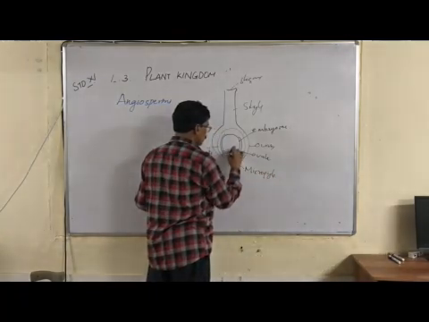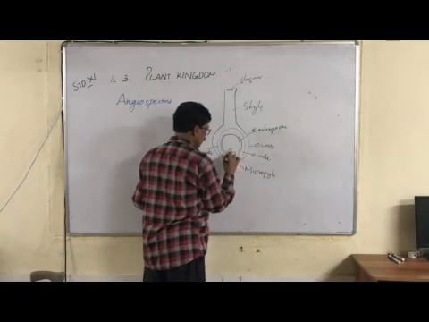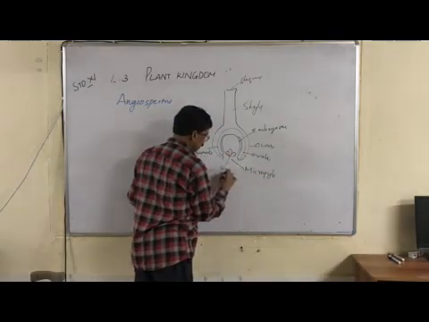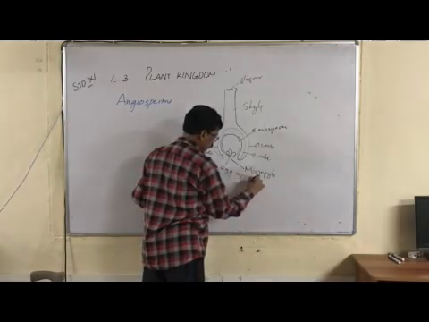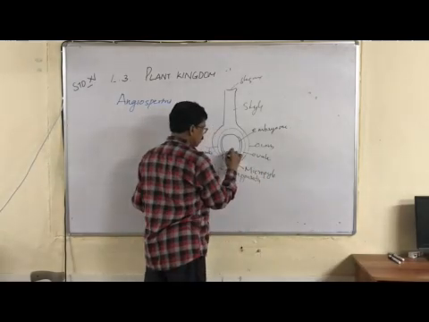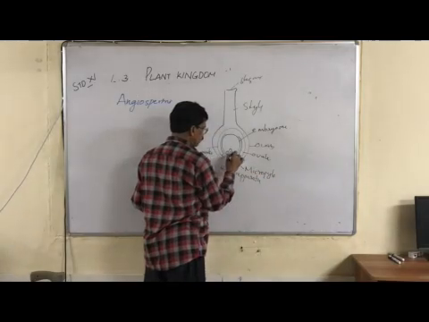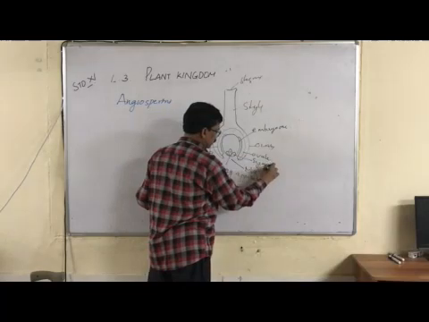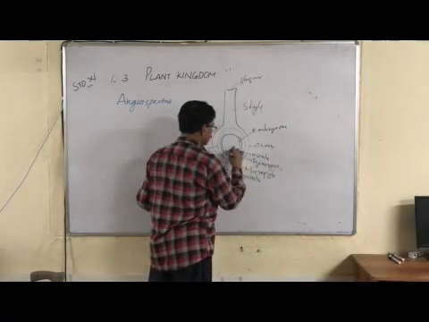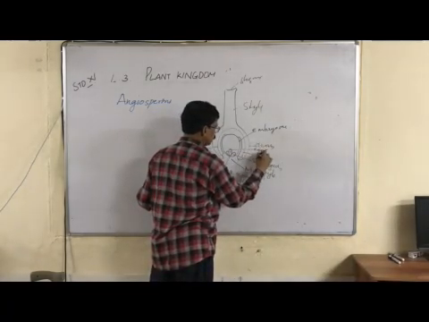Near the micropyle you can see the egg apparatus. Egg apparatus consists of one egg and two synergids, S-Y-N-E-R-G-I-D-S, and at the center there is the egg.